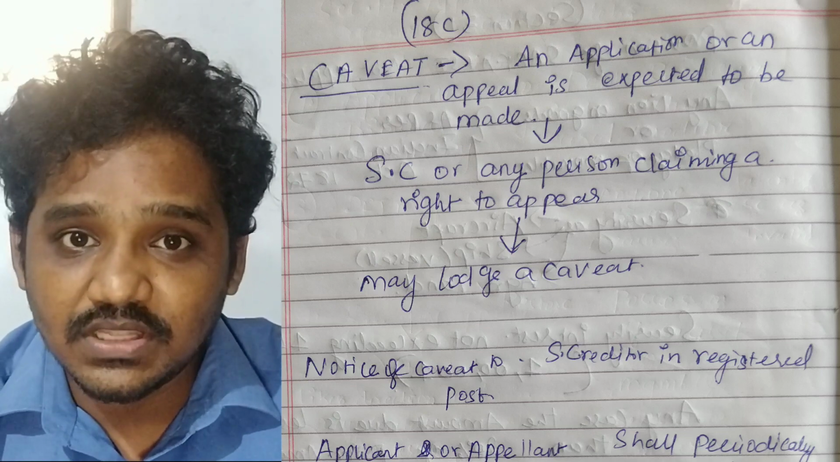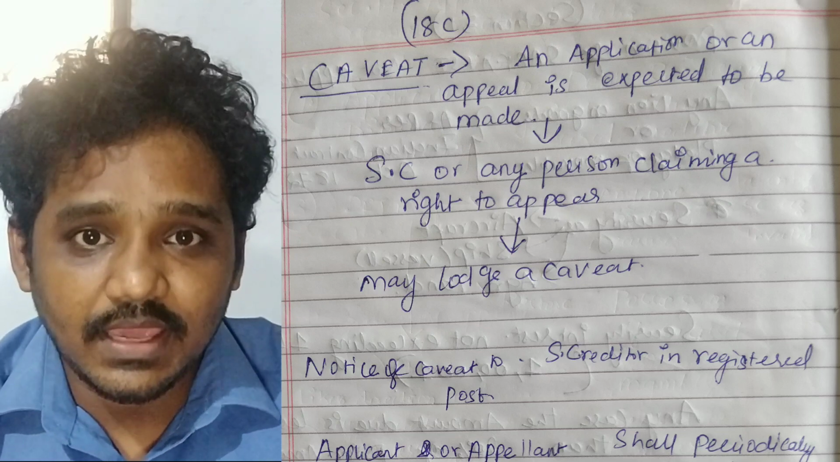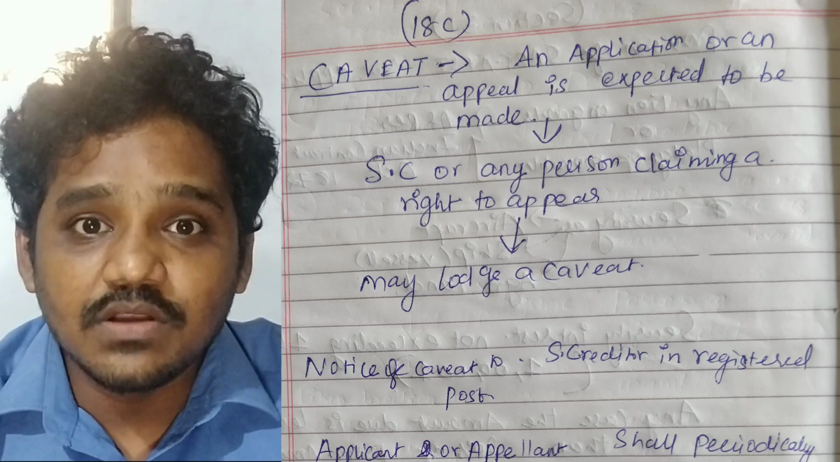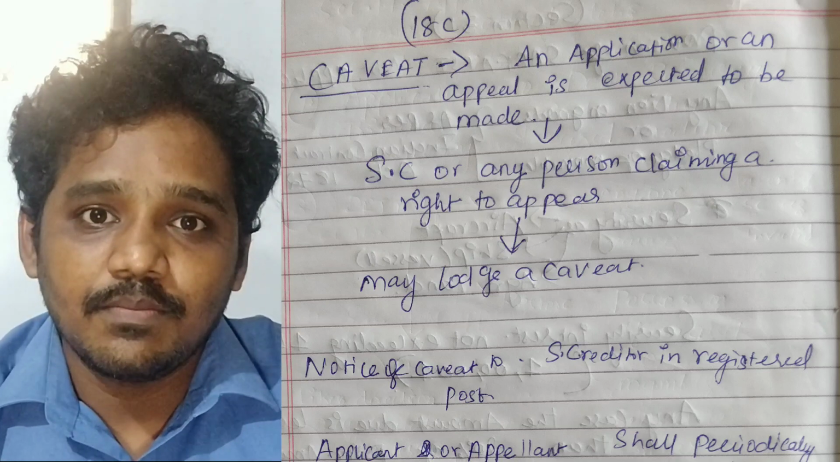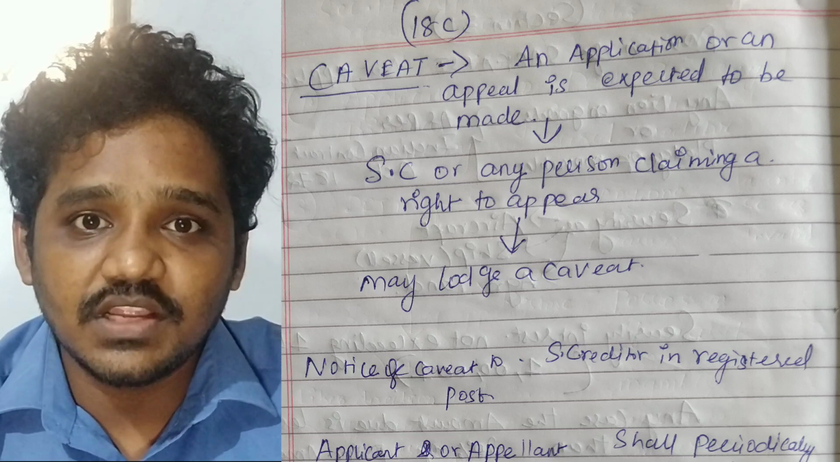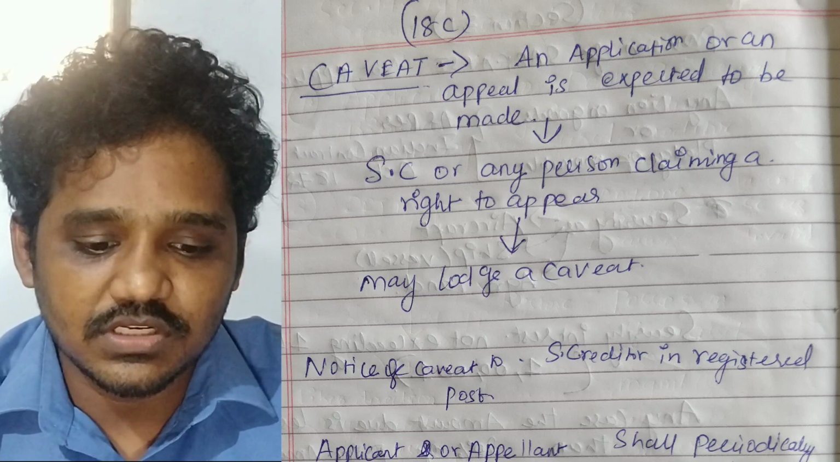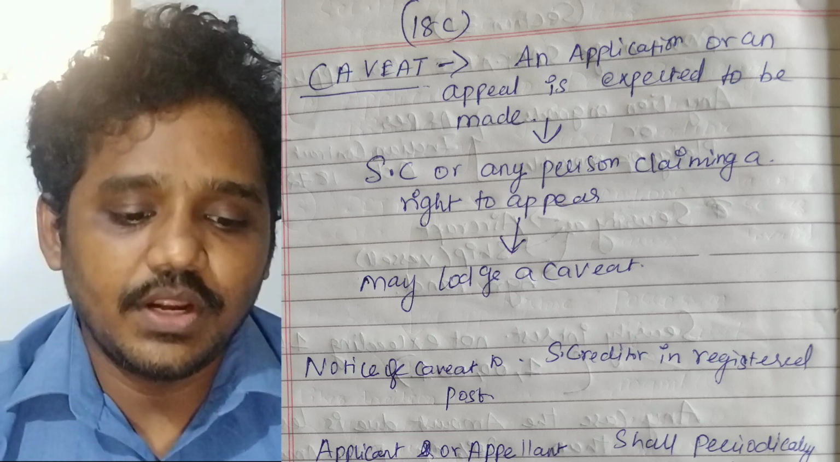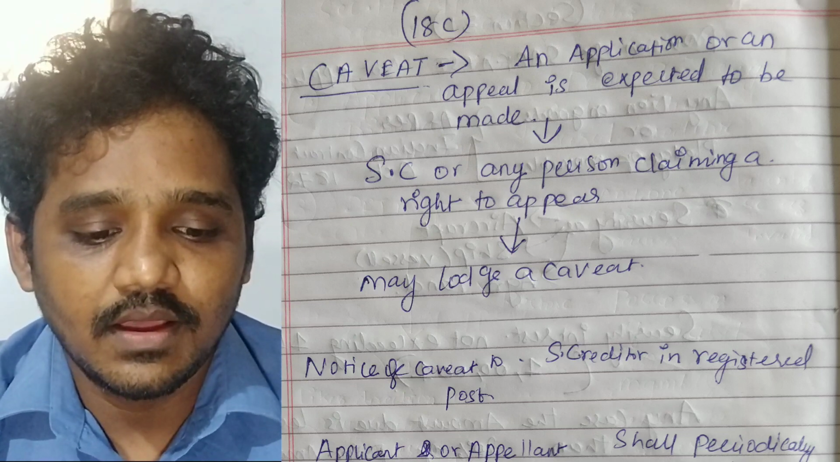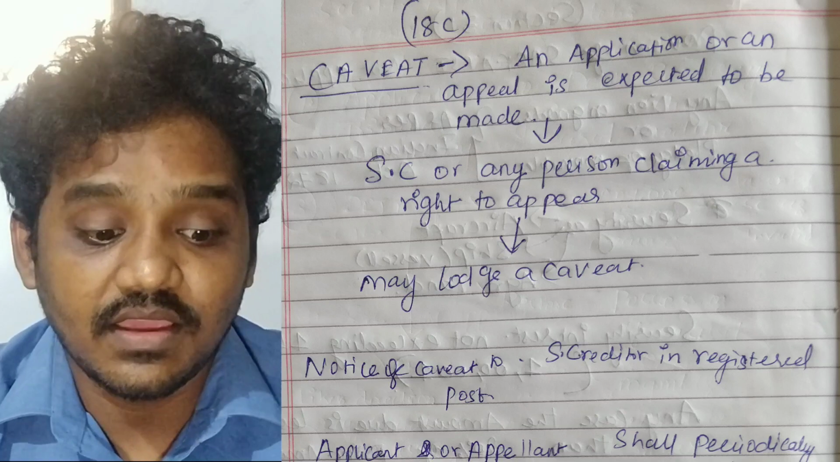That means this person expects there will be some application from either of the parties. In that case, please also consider my application, please also consider my view. So with this expectation, the caveat application will be processed. A secured creditor or any person claiming a right to appear may lodge a caveat.